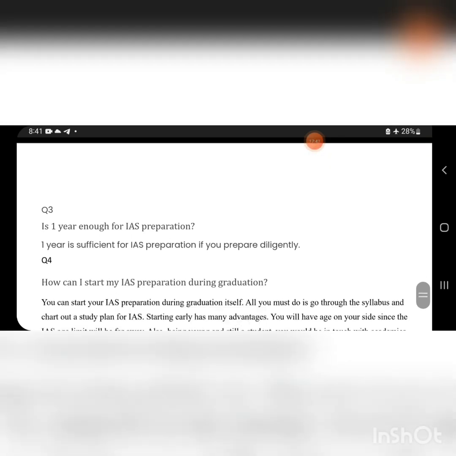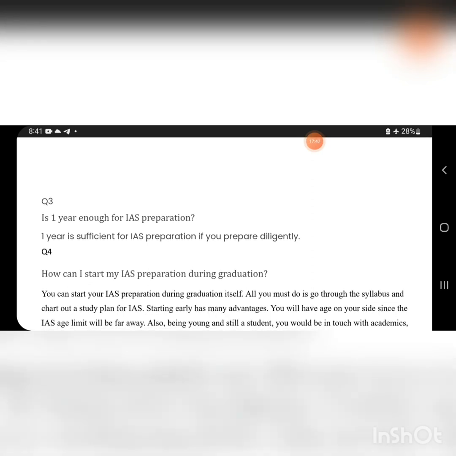Question number three we have is, is 1 year enough for IAS preparation? Yes, my dear friends, 1 year is sufficient for IAS preparation if you prepare diligently.